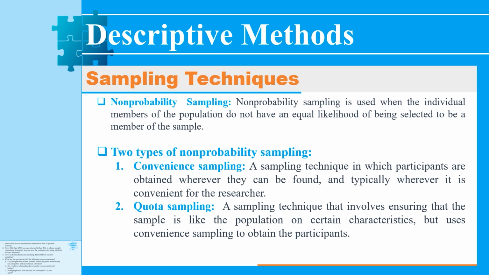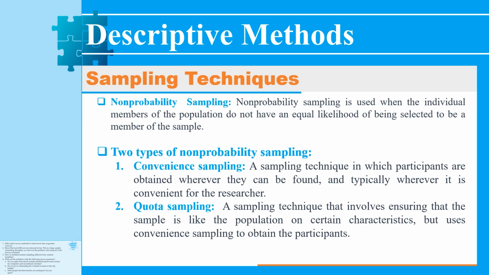About the sampling technique, non-probability sampling is used when the individual members of the population do not have an equal likelihood of being selected to be a member of the sample. In the chapter, there are 2 types of non-probability sampling, including convenience sampling and quota sampling.